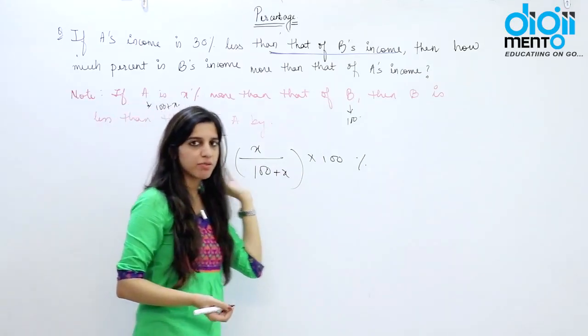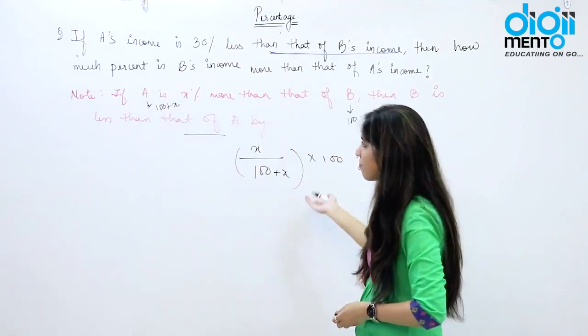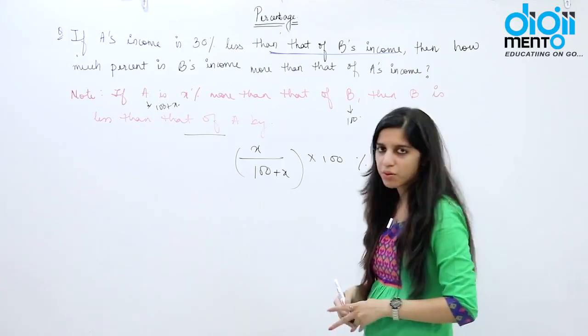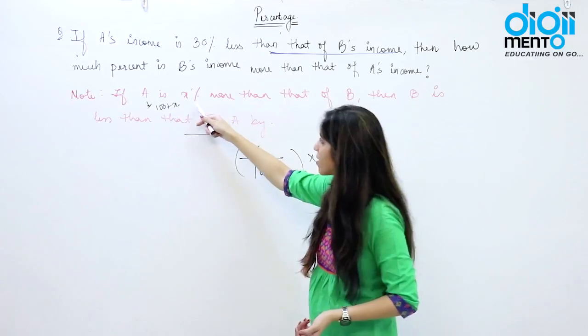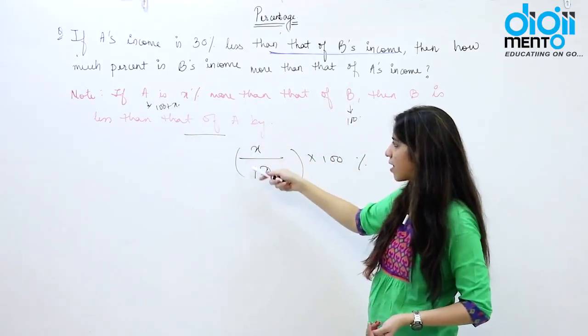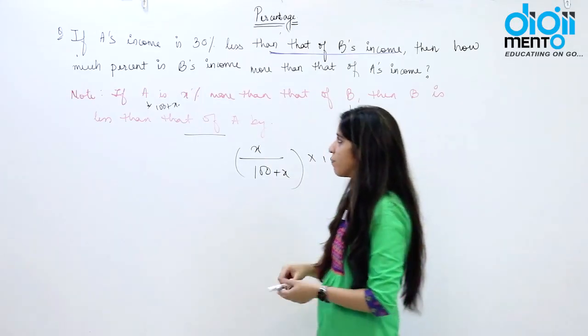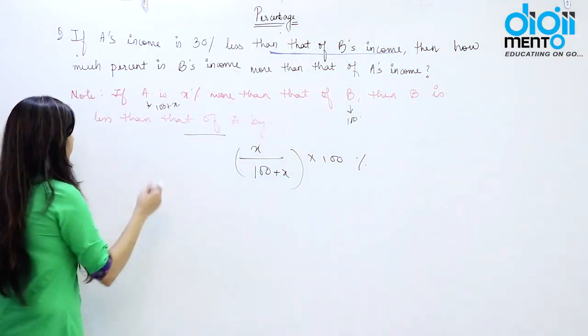They're giving the formula in the same respect, okay, this is the same thing, but some people are good at remembering, so you just remember this formula directly, okay. If A is x% more than that of B, then B is going to be less than that of A by this much amount. Similarly, you can see, okay, this is just an extension only.